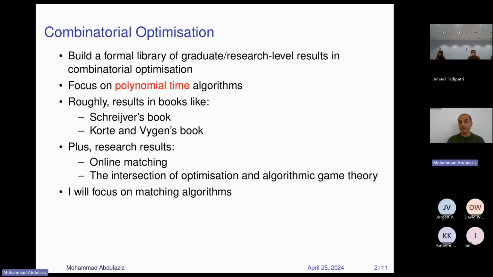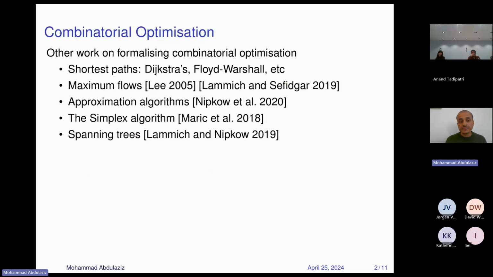because these are the ones where there is something mathematically interesting happening. If you don't have a polynomial time algorithm, then you're basically just doing a brute force enumeration of all elements in the set, and that's not very interesting from a formalization perspective. In addition to these textbook results, we're also working on some more modern results in combinatorial optimization that are related to studying new systems, like for example online markets or ride-sharing apps and so on. But in this talk, I will focus mainly on matching algorithms.